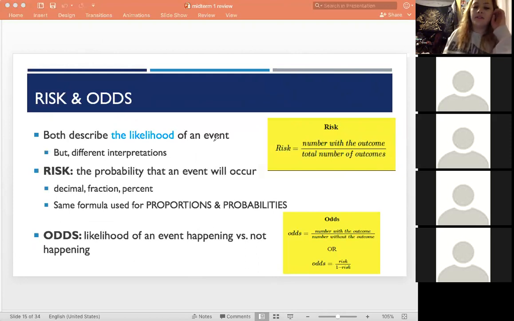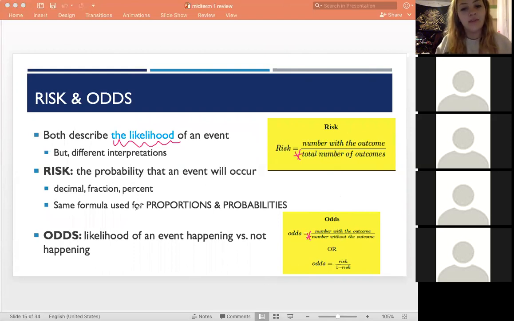So risk and odds, this is when we're talking about probability. Keep in mind, they both describe the likelihood of an event. But there are different interpretations of what risk is and what odds are, and that comes from the difference in the denominator. So risk is the number with the outcome divided by the total number. This can be a decimal, fraction, or percent, whatever floats your boat.